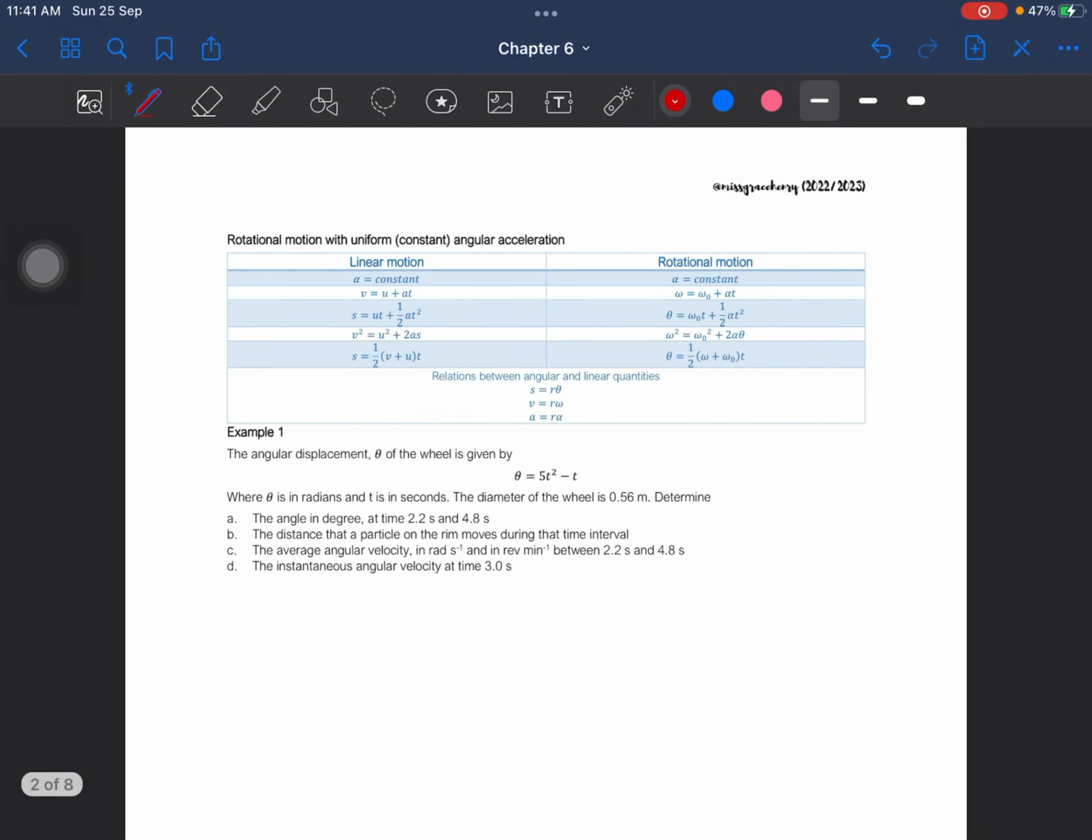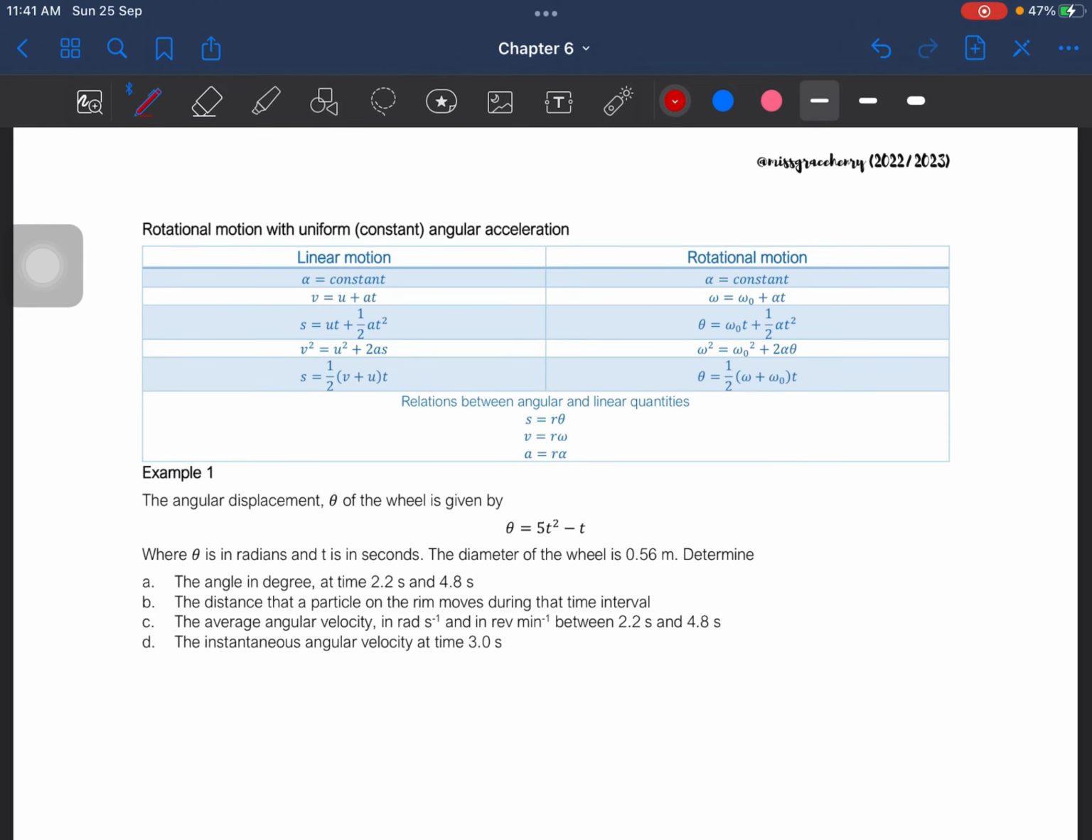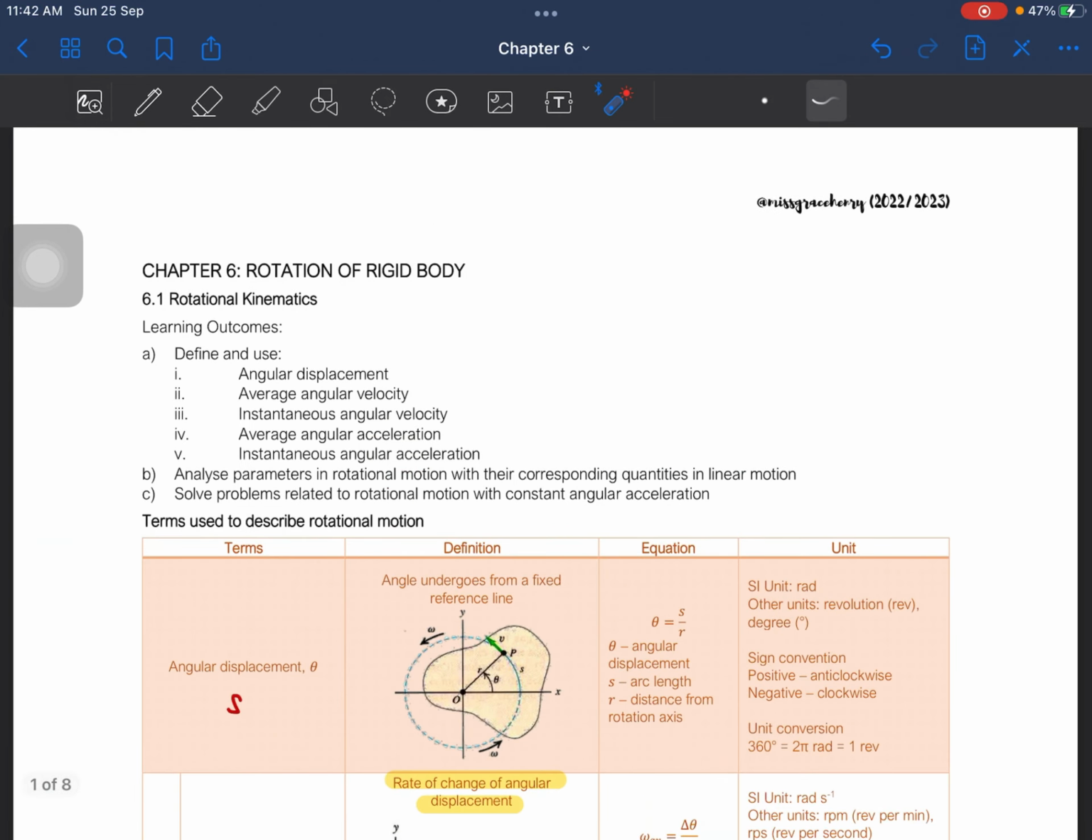Acceleration is just a. Okay, this is rotational motion with constant angular acceleration. So this one should actually be A. We have linear and rotational motion, and both can have constant acceleration. These are the corresponding quantities, and this is the relationship between angular and linear quantities. Basically that is just the theory part for subtopic 6.1.